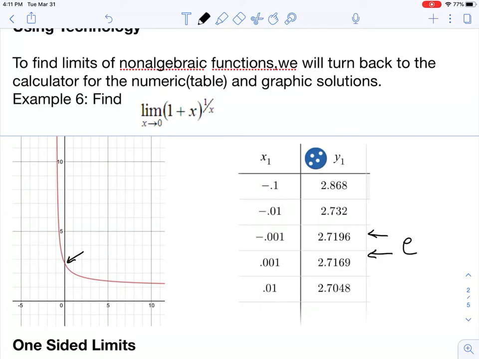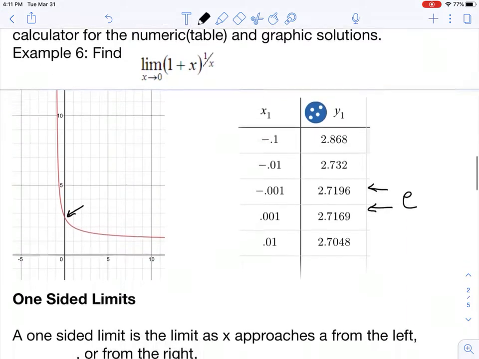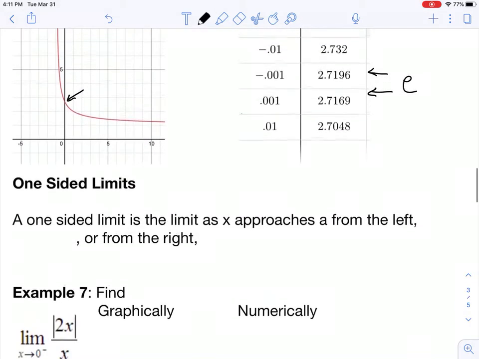I believe that was our value for e. And in fact, that is the definition of e. The limit as x approaches 0, 1 plus x raised to the 1 over x. And there we have e. Isn't that nice? Okay, so use your calculator for those.